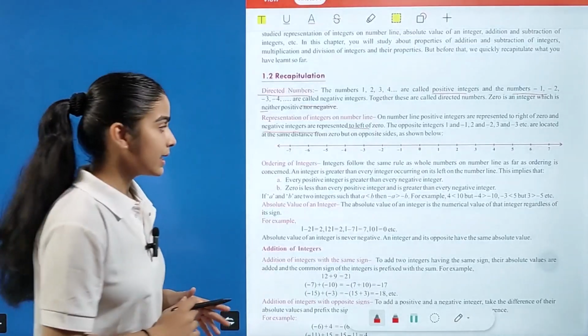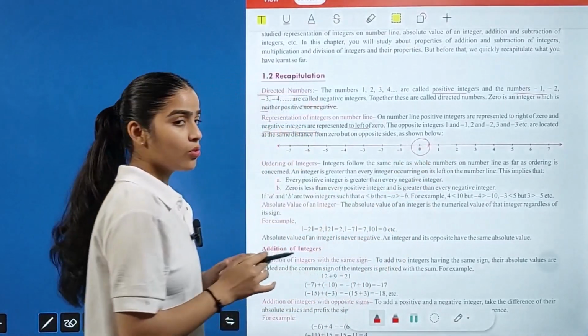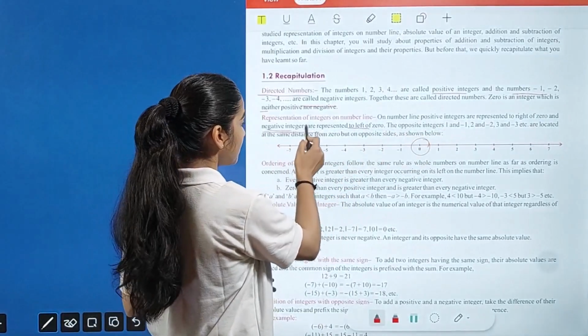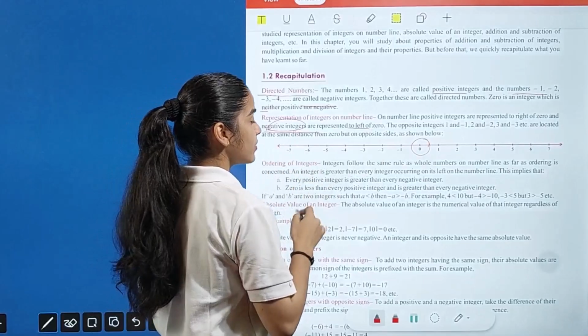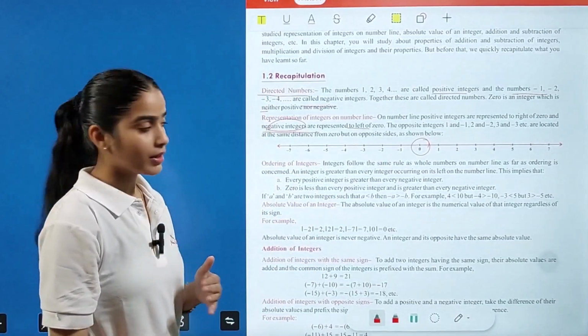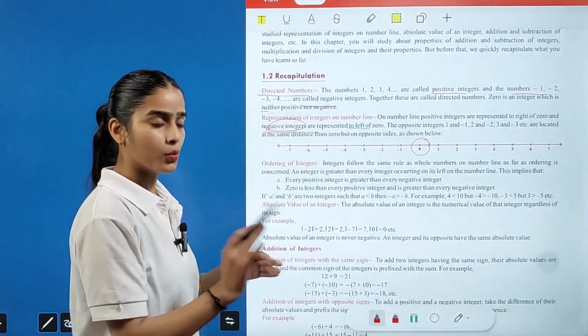So in your number line, in the middle you have your 0. On the right hand side you always mention positive integers and the left hand side represents negative integers. Each number has its opposite value. For example, 1 has -1, 2 has -2, similarly at an equal distance.